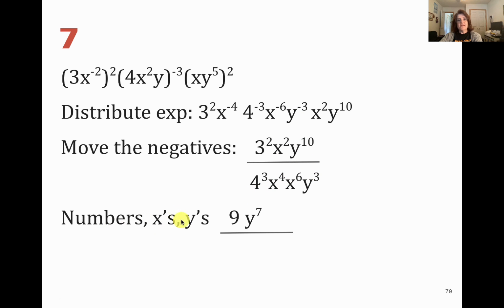Then numbers, x's and y's. The top becomes 9. The bottom is 64. X's, I have 2 x's on top and 10 on the bottom. They run away, leaving me 8 on the bottom. And the y's, I have 10 on the top and 3 on the bottom, leaving me with 7 on the top.